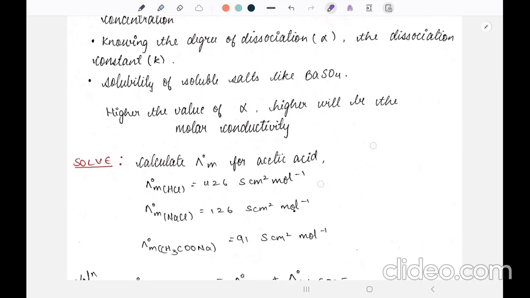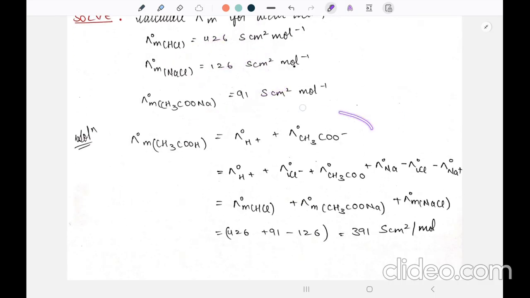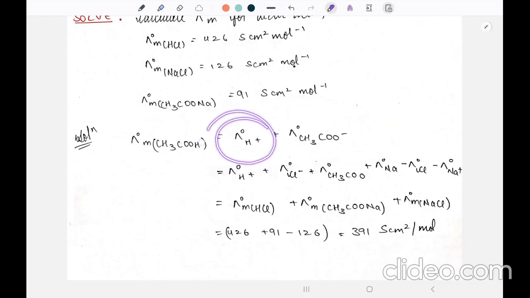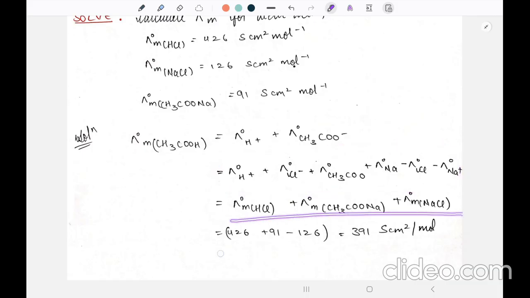Let us solve a question. Here we have to calculate the limiting molar conductivity for acetic acid. We are provided with the limiting molar conductivities of HCl, NaCl and CH3COONa. So for CH3COOH, we can find it with a combination of H+ and CH3COO-. By placing the individual ions and adding and subtracting the values, we get the answer to be 391 Siemens centimeter square per mole.